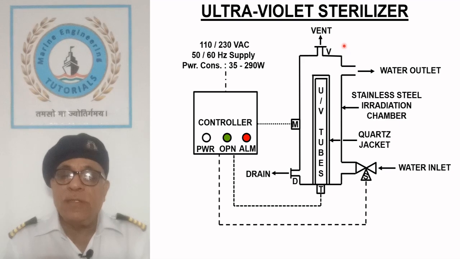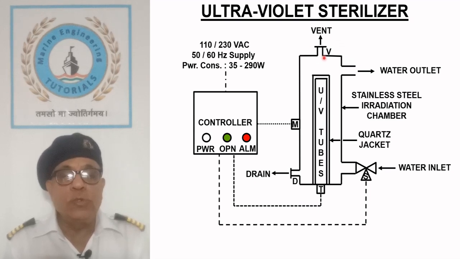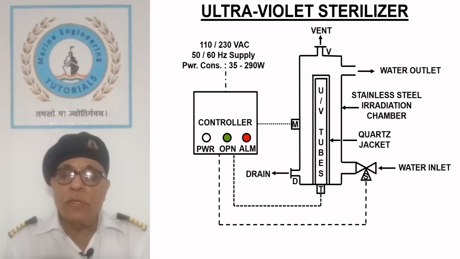The sterilizer is equipped with a drain valve D and vent valve V for use during the maintenance and repair. This completes the study of suitability of evaporated water for drinking purpose and the necessary treatments required before use.